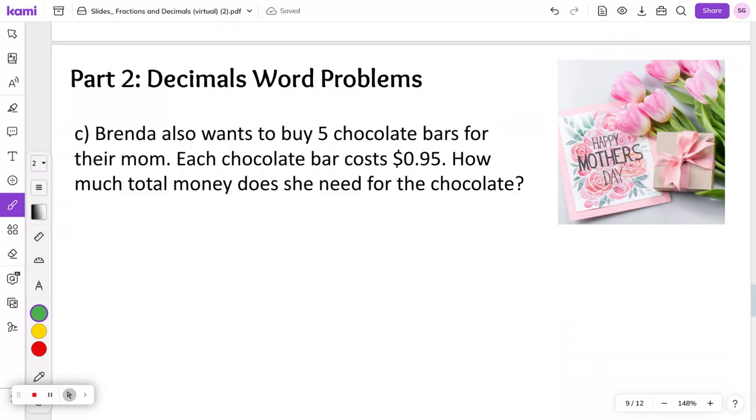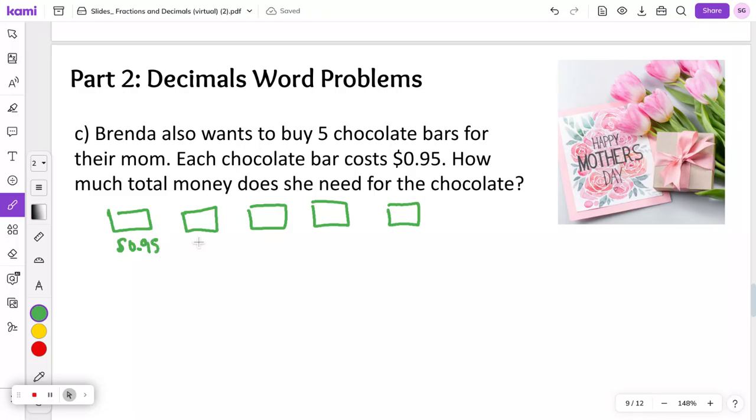The final part of the story is Brenda also wants to buy 5 chocolate bars for their mom. Each chocolate bar costs 95 cents. How much total money does she need for the chocolate? So here she's buying 5 chocolate bars. So you can always picture 5 green chocolate bars. And we know each one of those costs 95 cents.